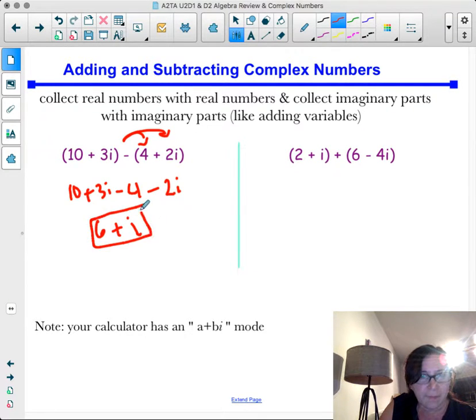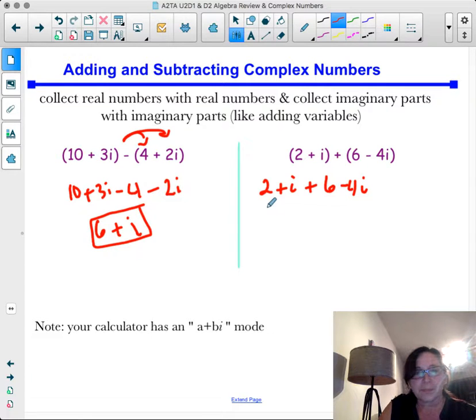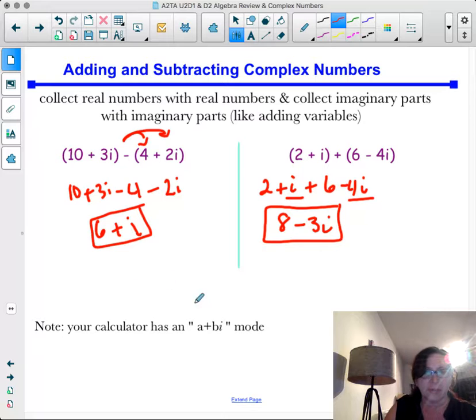Is that it? Okay, I'm going to turn this a little bit. It's hard to write. This one right here is 2 plus i. So we're going to go, this is just 2 plus i plus 6 minus 4i. Combine like terms, we have 8. 1i minus 4i makes -3i, and then we're done. Nothing else to do with that. These are in a plus bi form.